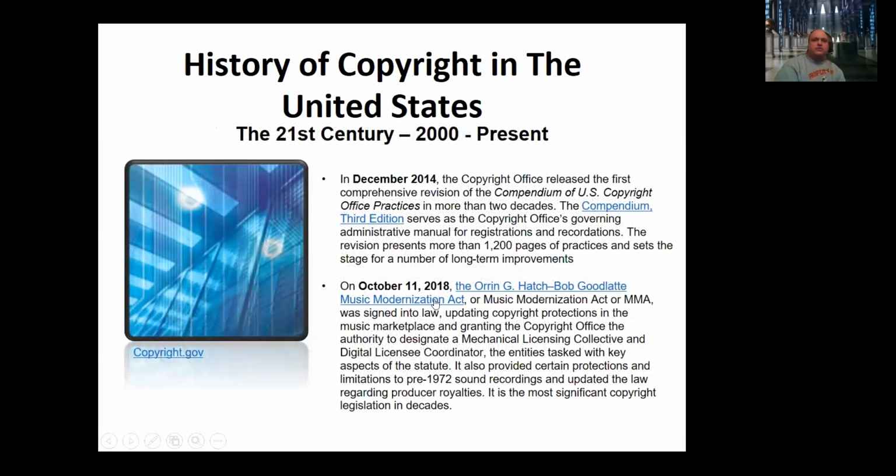So we're in the 21st century, and we start to see things like the Commendament of the U.S. Copyright Office and Practices. Again, they begin to shape and look at long-term improvements of the law. So that's one thing they're working on. We see on October 11th, 2018, the Hatch-Bob Music Modernization Act, looking at how music is rendered and licensed, dealing with licenses and copyright aspects of digital music. And this is dealing with pre-1972 music. So music prior to 72, who owns the licensing of those materials if they've been digitalized and things like that.